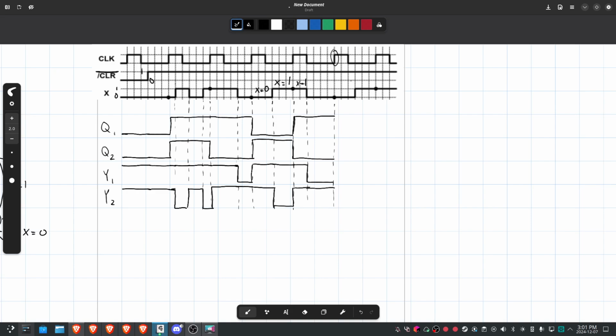At this point, the rising edge is triggered, and Y1 and Y2 are copied into Q1 and Q2 up until the next rising edge. So Y1 is going to be copied. It is low, so Q1 is going to drop low. Y2 is going to be copied into Q2, so it's going to rise up to high. Okay, so what's X? So Q1 is 0, Q2 is 1, and X is 0.